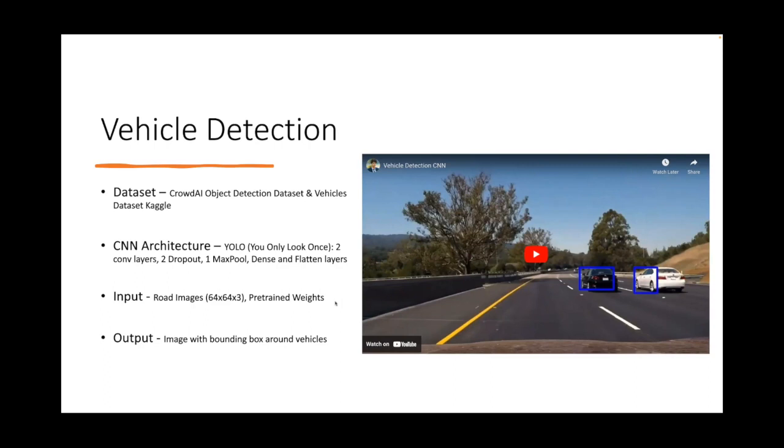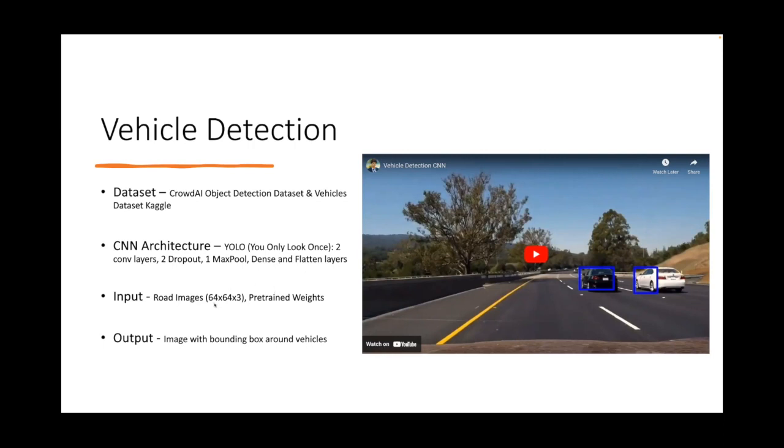While I was researching how to implement this, I came across this neat library called YOLO, which is short for You Only Look Once. This is also a deep neural network library with a single-stage convolutional network, and you can use it for multi-object detection. The CNN architecture that I followed for the vehicle detection had 2 convolutional layers, 2 dropout layers, 1 pooling layer, 1 dense layer, and finally my fully connected layer, also known as the flattened layer.